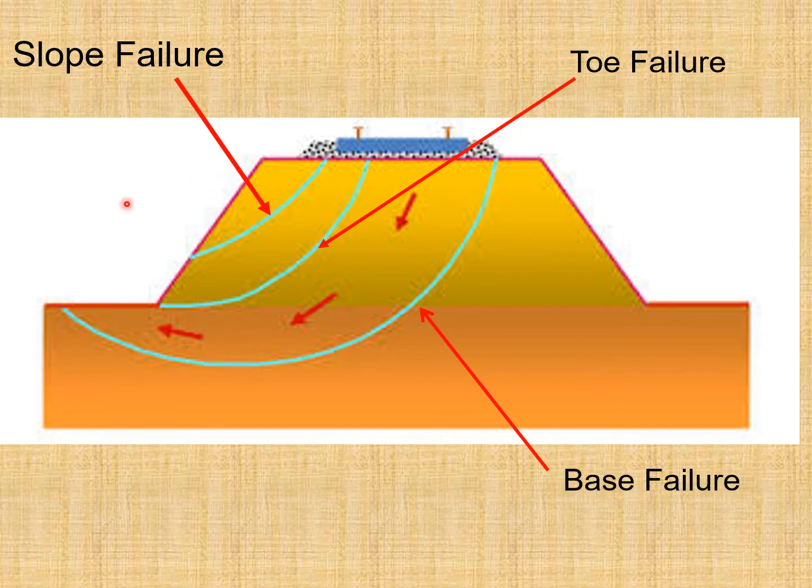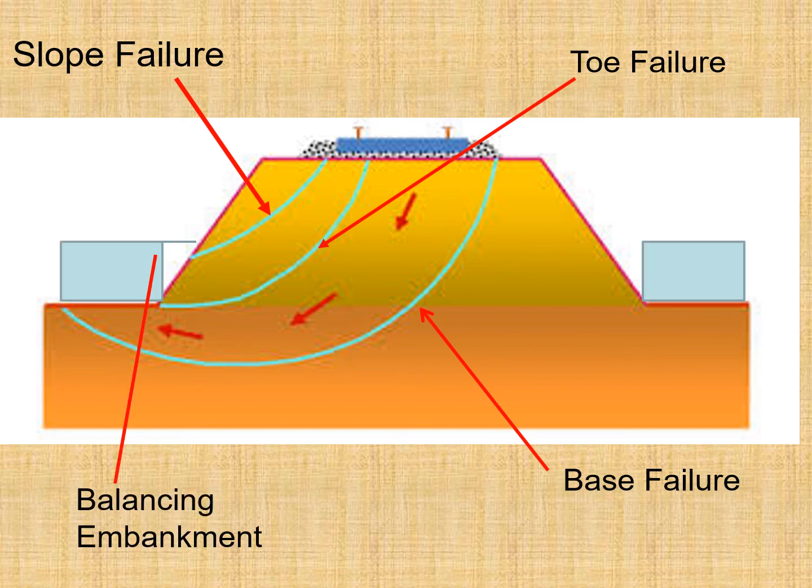Well, in this figure you can see that if the slip circle is originating somewhere here through the slope, this is called the slope failure. And if you have the slip surface coming through the toe, that is called the toe failure, and this one is treated as the base failure. And here you can see the balancing embankment has been placed for the stability.